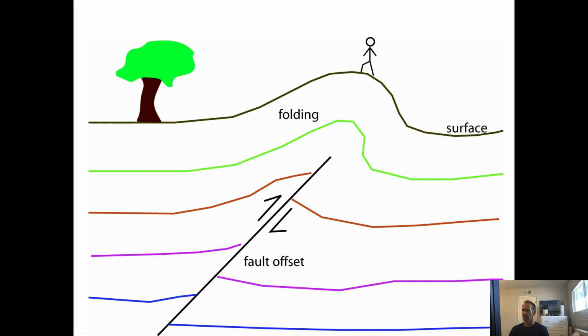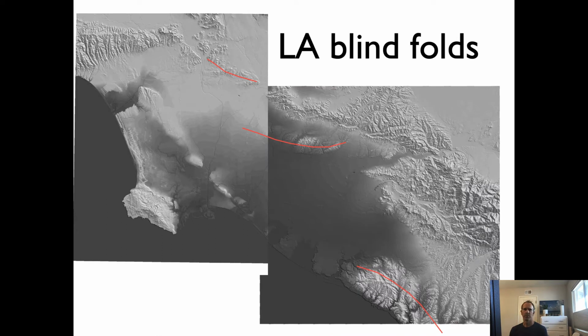And so we have multiple blind folds. I'm sorry, this text should say blind faults, but we have multiple folds that are overlying blind faults in the LA area. So here are a couple of examples in the East LA area, kind of Montebello Hills. This is a fold axis with the blind Whittier fault underneath.